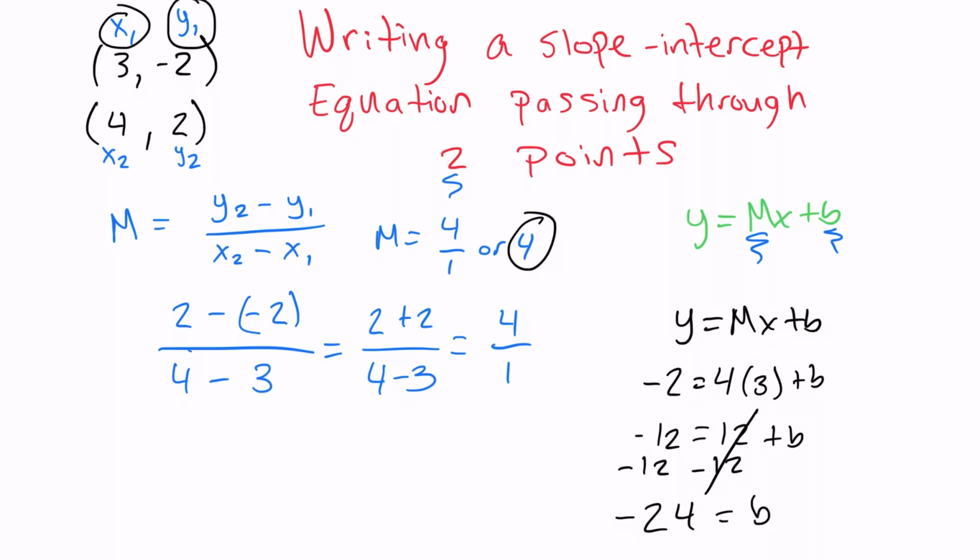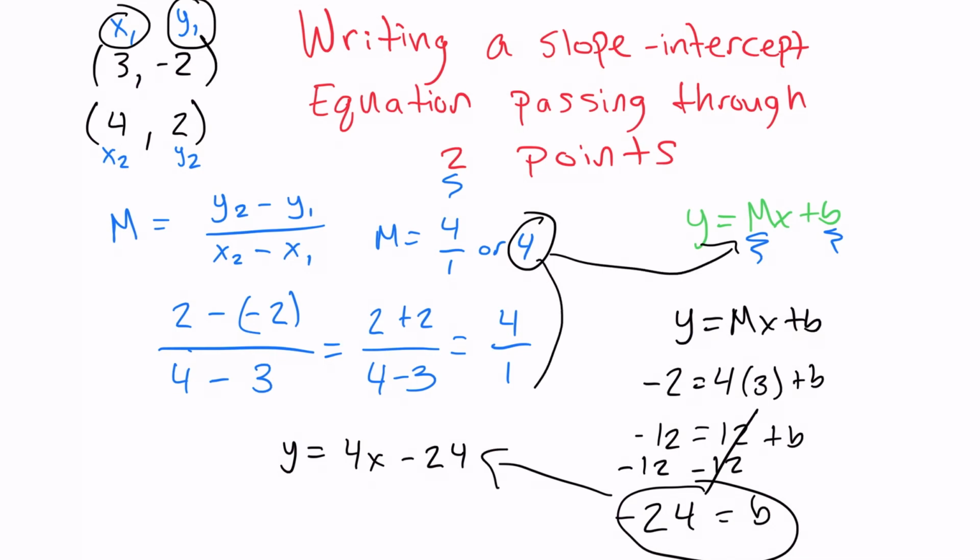I now have my equation. y equals my m value of 4, or 4 over 1, x minus 14. All we've done is plug in our b value of -14 and plug in 4 for our slope value. And that is how we write a slope-intercept equation that passes through our given 2 points.